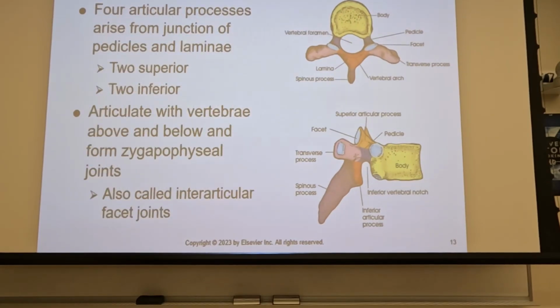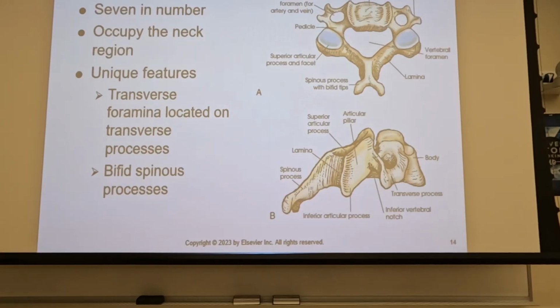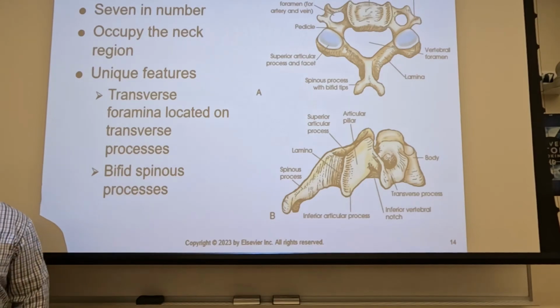So we've already been through all this. So here's a typical cervical vertebra. It's got a body. It's got that bifid spinous process. And it also has a transverse foramen. That's for your vertebral artery to go through, okay? So you're not going to see that on any other vertebra.